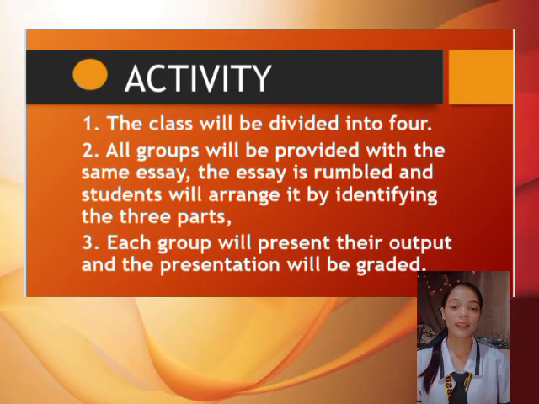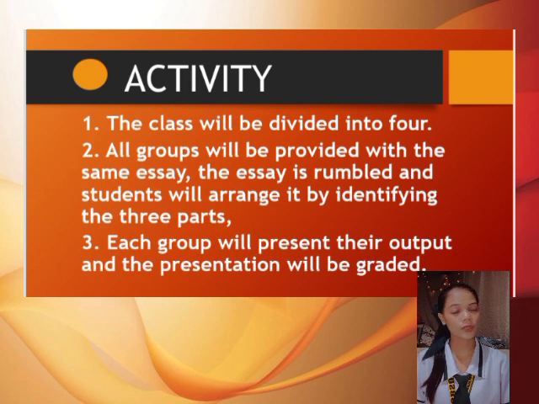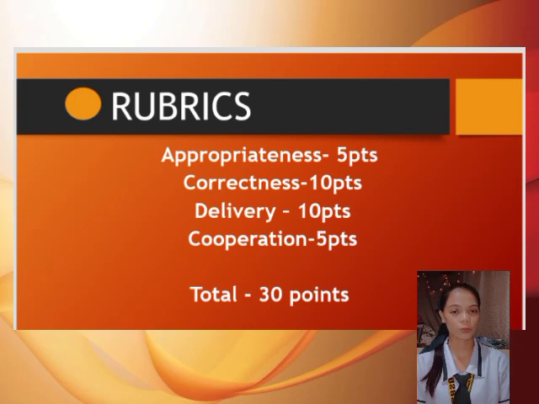So I hope you gained lessons from our discussion for today, students. And now we will be having our activity. To read the instruction, the class will be divided into 4 groups, and all groups will be provided with the same essay. The essay is jumbled, and students will arrange it by identifying the 3 parts, and each group will present their output, and the presentation will be graded, flashed on the screen as the rubrics.